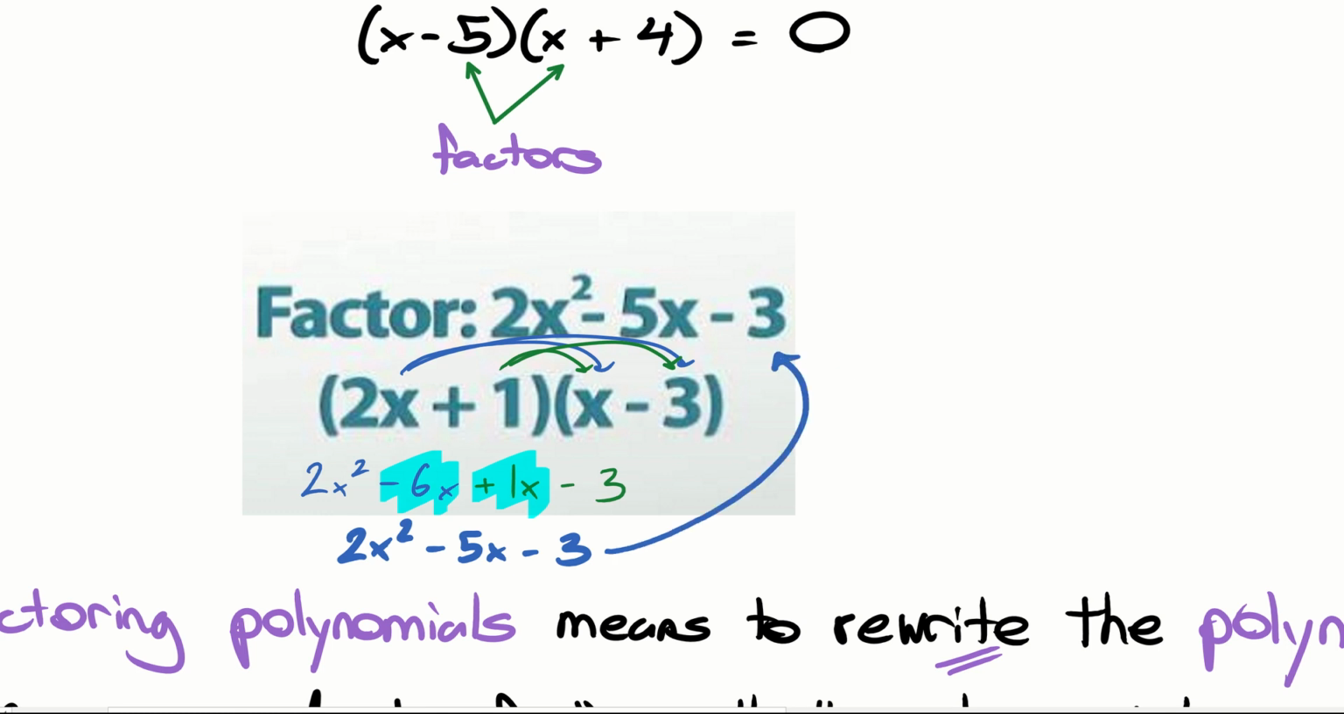And that's where it started. Factoring a polynomial means go back to its beginning. Now, of course, this type of polynomial, 2x squared minus 5x minus 3, we're not ready to factor something like that just yet. But you see that factoring it means you're bringing it back to the two polynomials that you multiply together to get it.